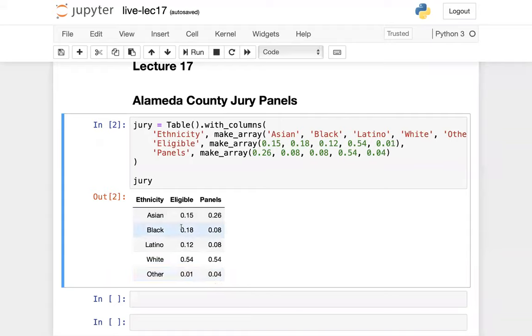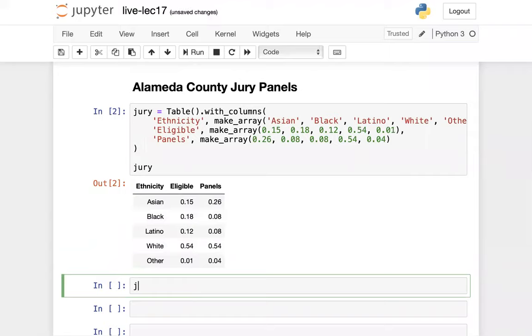The people in this panel, were they really randomly selected according to this breakdown of ethnicity in the eligible population? It's possible that they were randomly selected just by chance. You might have happened to get a lot more Asian people, or happened to not get as many Black people. It's certainly possible by chance, but we want to get a sense of how likely it really is. Is this something we would really expect to see, or is it going to be really, really rare? That's the basic idea.